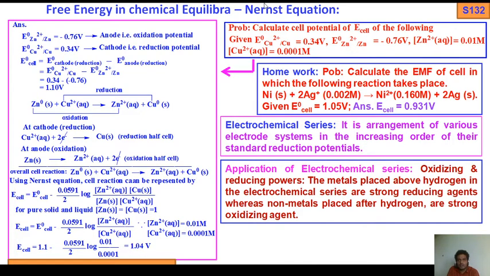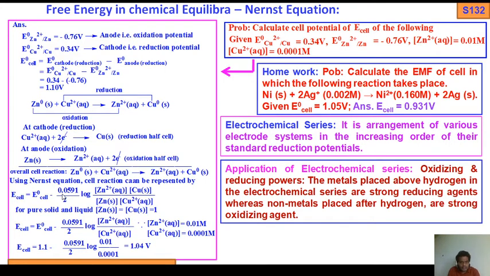We have already found the value of E naught cell, but we are asked to find E cell, not E naught cell. From the standard reduction potential data we can establish which one is oxidation and which one is reduction, as we have discussed several times. Cathode means reduction, anode means oxidation, involving 2 electrons, charge balanced. In the overall cell reaction, we get n equal to 2.